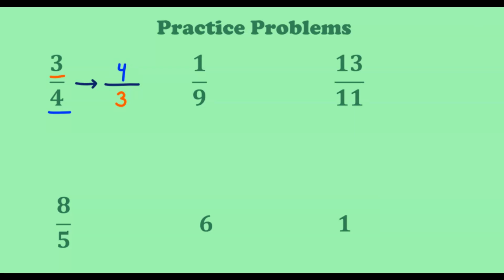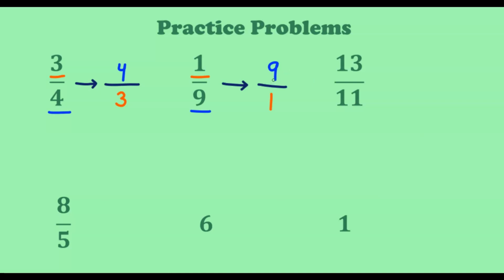We have 1 over 9. What is the numerator? That will be the number on top. That is 1. What is the denominator? That will be the number on the bottom. That is 9. Now we want to find the reciprocal. So we write the fraction line, and the numerator of the original fraction 1 becomes the denominator of the new fraction, and the denominator of the original fraction 9 becomes the numerator of the new fraction.